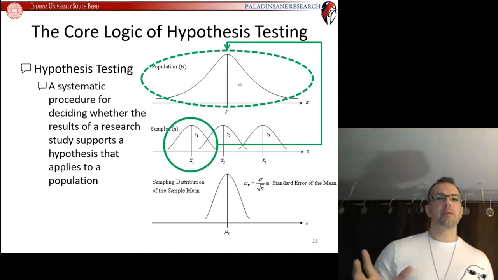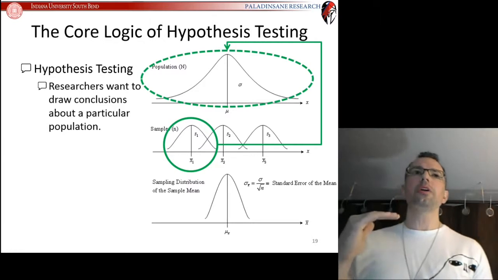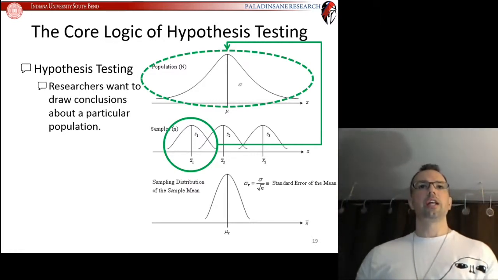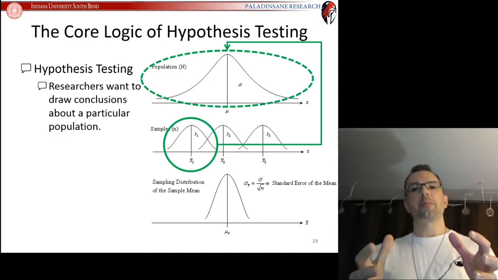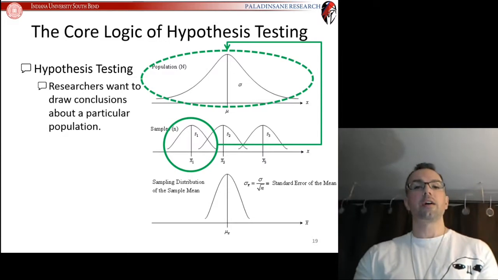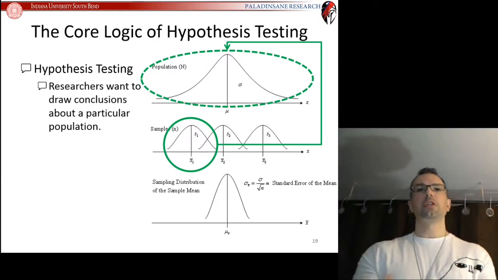That's what allows us to make that decision. So one of the key things to remember here is that researchers who are doing a study always want to draw conclusions about a population that they're studying. So they take a sample from the population, but they always want to draw conclusions about the entire population.